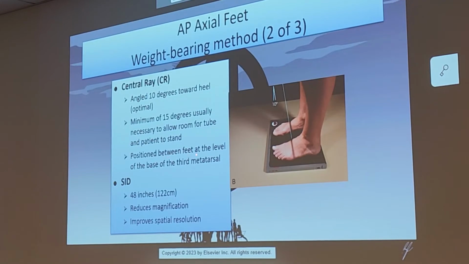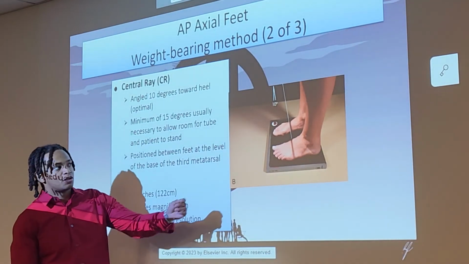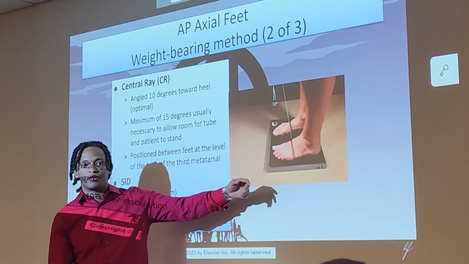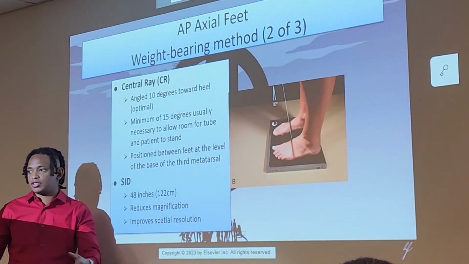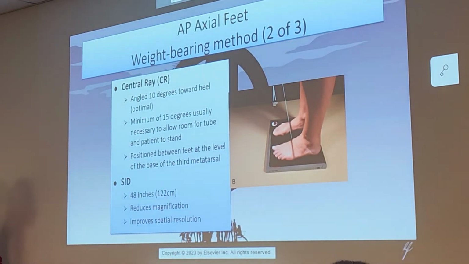Position between the feet at the level of the base of the third metatarsal. So we're aiming at the same third metatarsal. The only difference is, instead of aiming on top of the foot, we're aiming between the feet, so we can get great collimation on both sides of the feet. That's a test question right there: what would you aim at in the weight bearing method? You would aim at the third metatarsal, between the feet, okay?